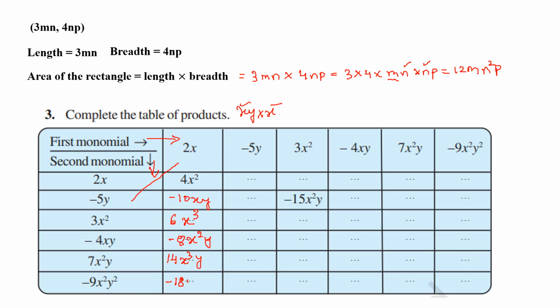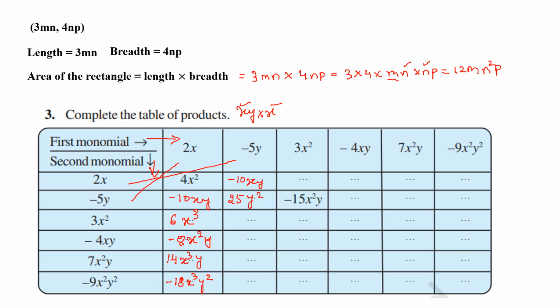x square into x is x cube and then y square. So first column is done. Now to do the second column, first you have to multiply 2x with minus 5y. So 2 into minus 5 is minus 10 and x into y is xy. Then minus 5y into minus 5y. So minus 5 into minus 5 is 25 because there are two negative signs. So product will be positive and y into y is y square.